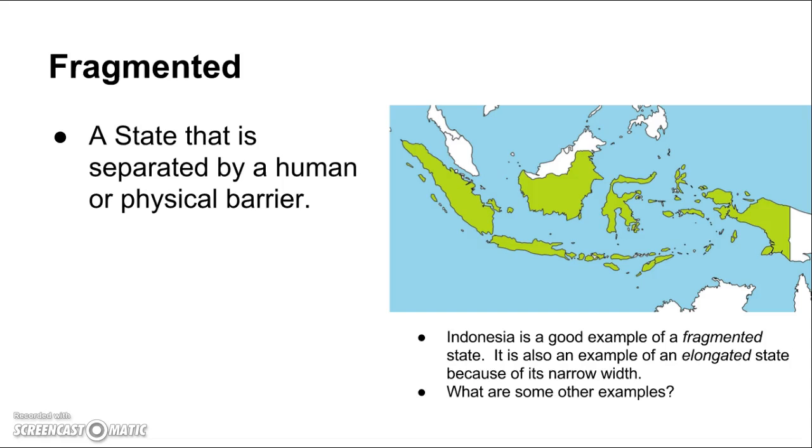So the next one is fragmented. A fragmented state is a state that is separated by a human or physical barrier. And Indonesia is a good example of a fragmented state because it is long. It is just divided, both by human and physical barriers. As you can see on the right side over here, my bad. It is divided here along this island between two countries.